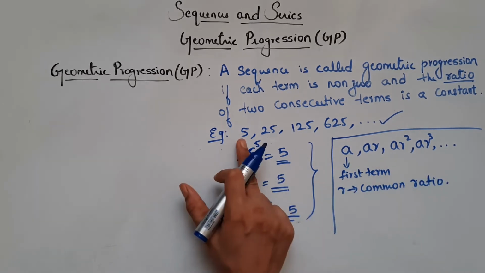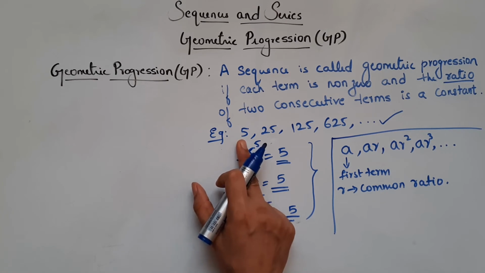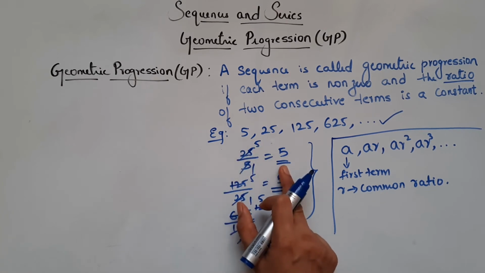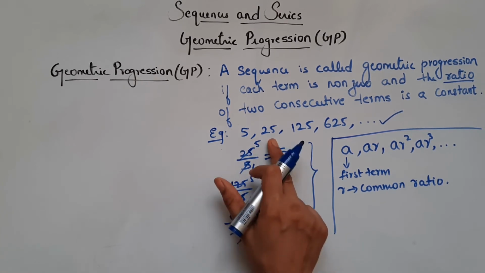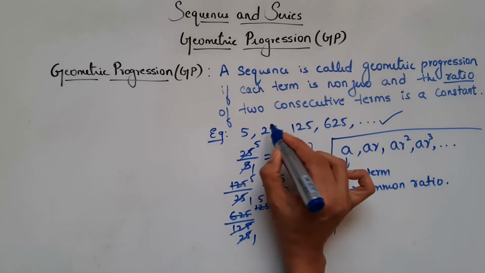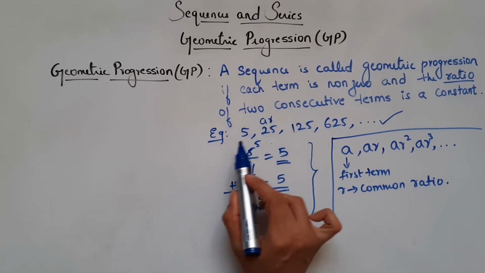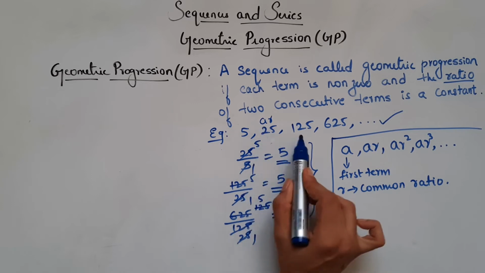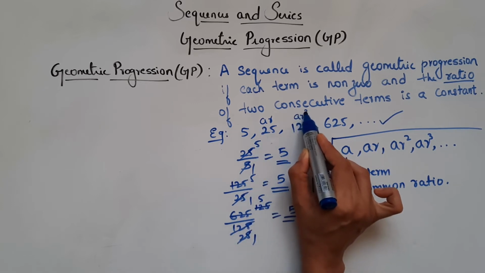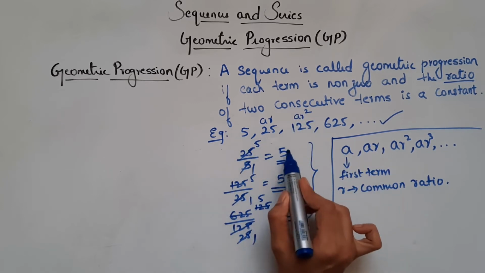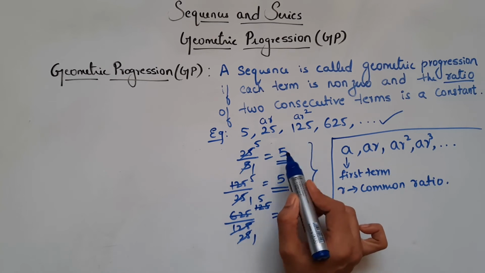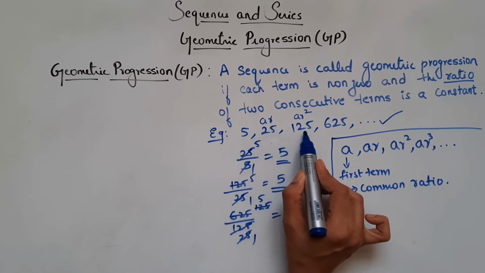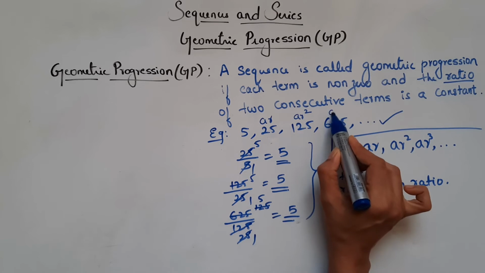So in this example, A is 5, that is the first term. Common ratio is 5, which is nothing but R, right? So the second term is obtained by AR. So A into R, A is 5 and R is 5, 5 fives are 25. Third term is obtained by AR square. So A is 5, R is 5, so 5 square is 25. 25 into 5 will give you 125. Similarly, the fourth term is obtained by AR cube.